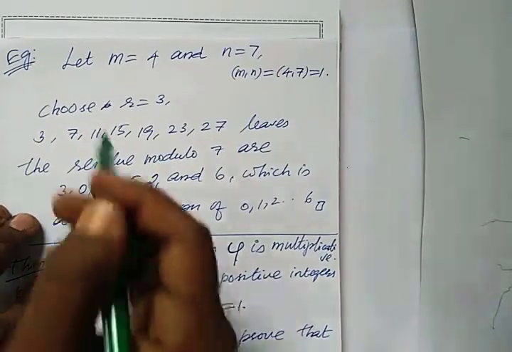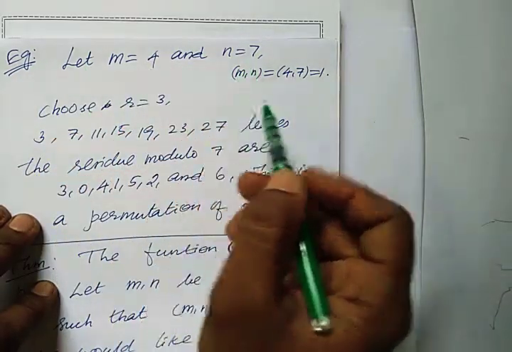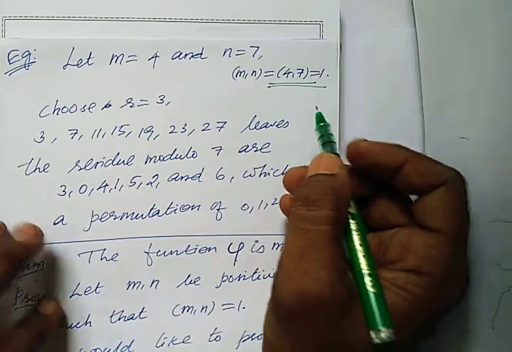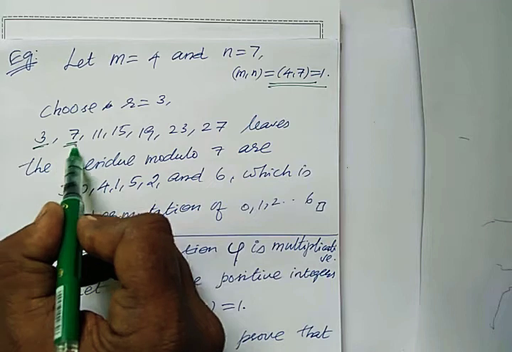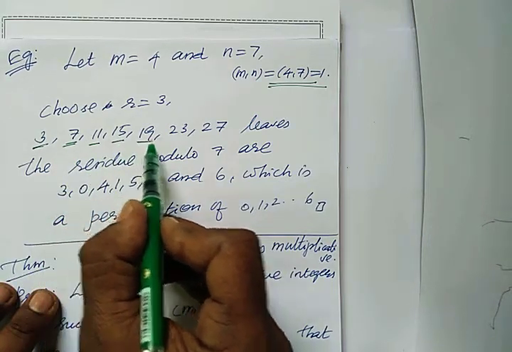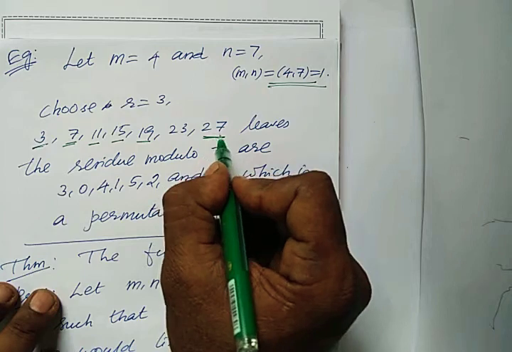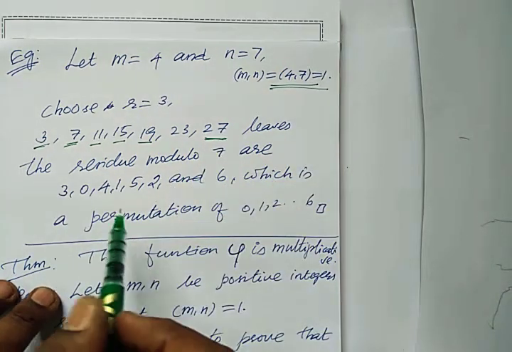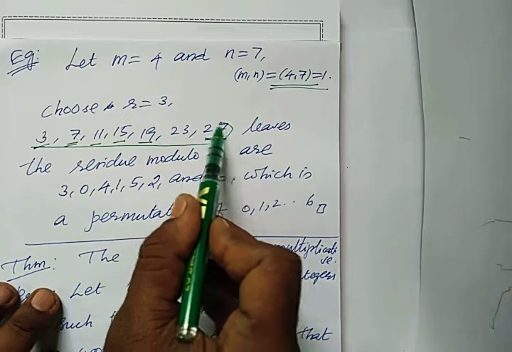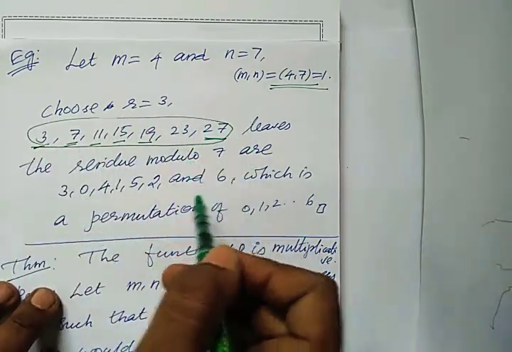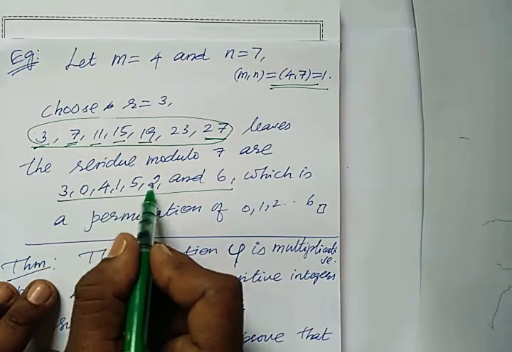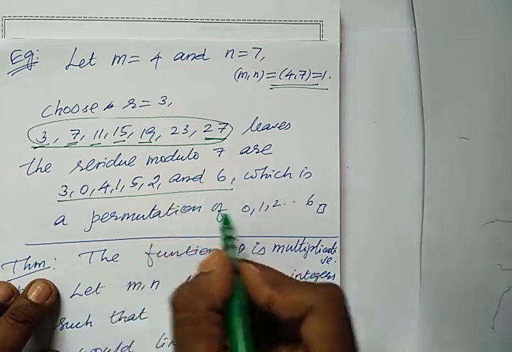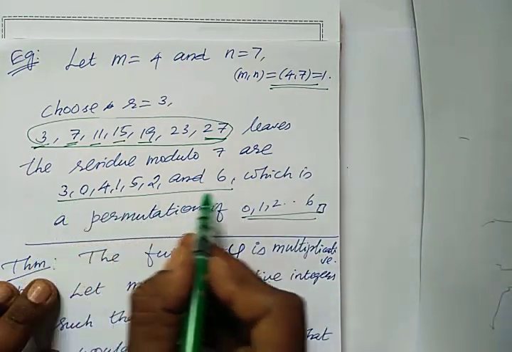Now let us see an example. Let m be 4, n is equal to 7. They are relatively prime. Now choose r is equal to 3. Then r, r plus m, r plus 2m, 3m plus r, 4m plus r, 5m plus r, 6m plus r. If you divide all these numbers by 7, the remainders are 0, 1, 2, 3, 4, 5, 6. All the numbers from 0 to 6, but in some different order.